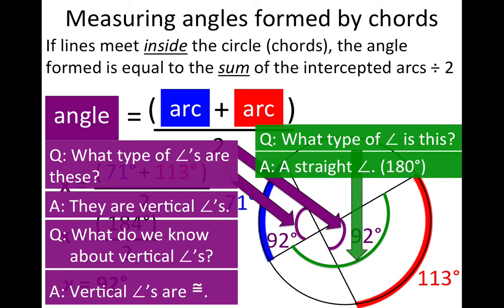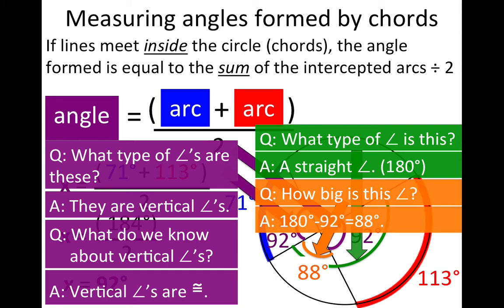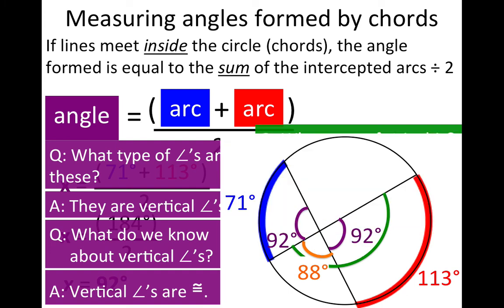But we can still know more, because I could ask you, what type of angle is that green angle? And hopefully you would know the answer. It's a straight line or a straight angle, so it's 180 degrees. And so now if I was asking about, well, how big is that orange angle that I've drawn right in there? Well, the orange angle is equal to the green angle, which is the whole 180, minus the purple angle, 92. 180 minus 92 equals 88. So that is an 88 degree angle there. And then finally, if that's an 88 degree angle, that is a vertical angle to it, so that is also 88 degrees.